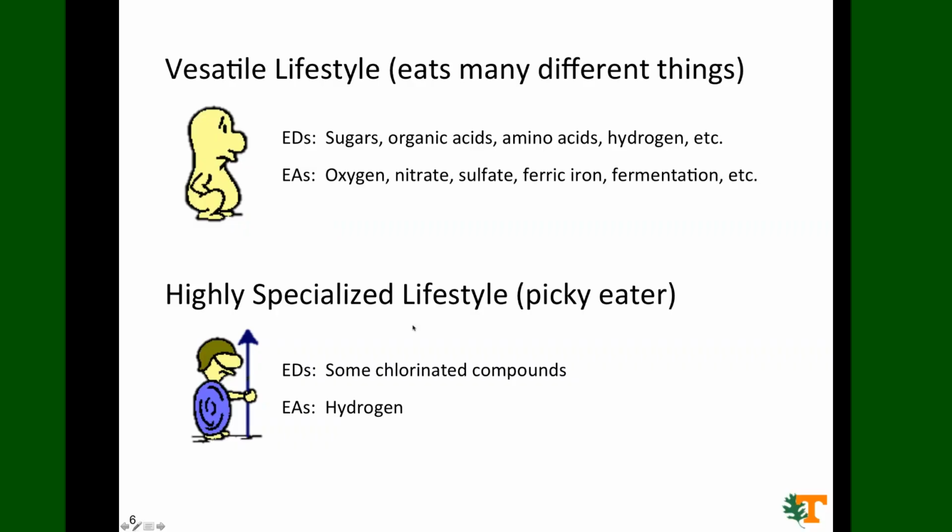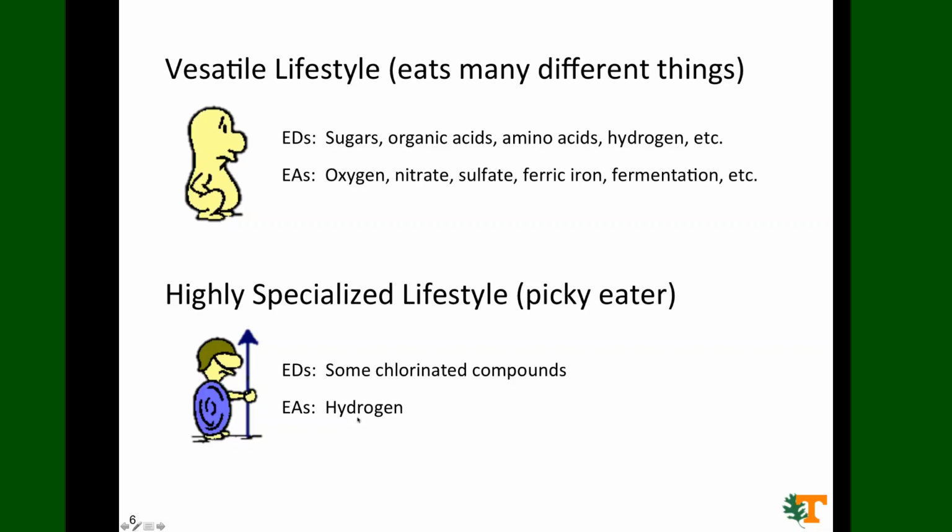with a specialized lifestyle. It can only use, now of course I mixed this up here, so my apologies. So the electron donor, they need hydrogen. So they're very specific to use hydrogen as electron donor. And then they can also use only very specific electron acceptors, certain chlorinated compounds. So this needs to be exchanged here. Okay, so they have a highly specialized lifestyle.